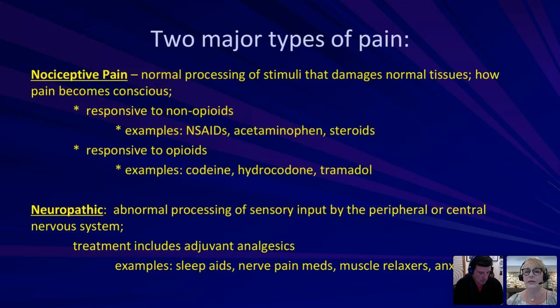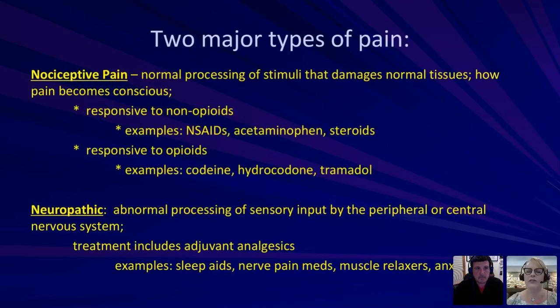Then we move to our neuropathic pain, and this is abnormal processing of pain. Many times these things go together hand in hand, particularly in a chronic pain patient. Neuropathic pain is abnormal sensory input by either the peripheral or the central nervous system.